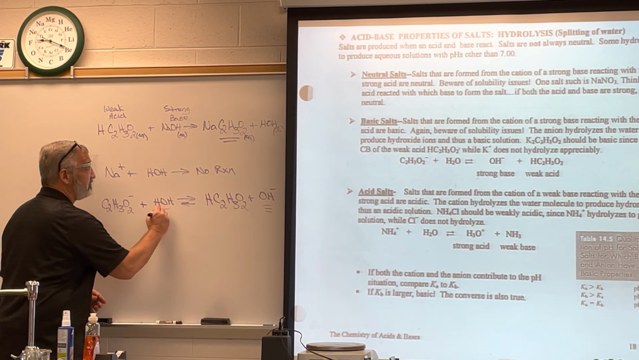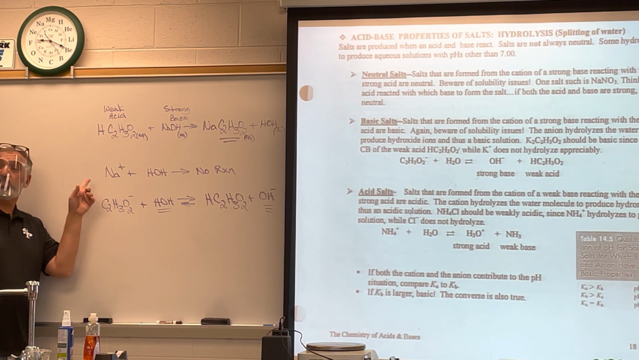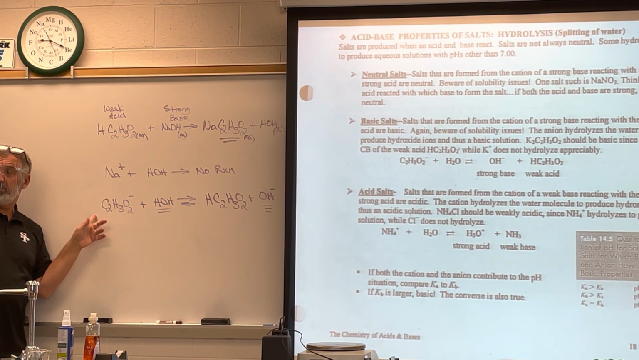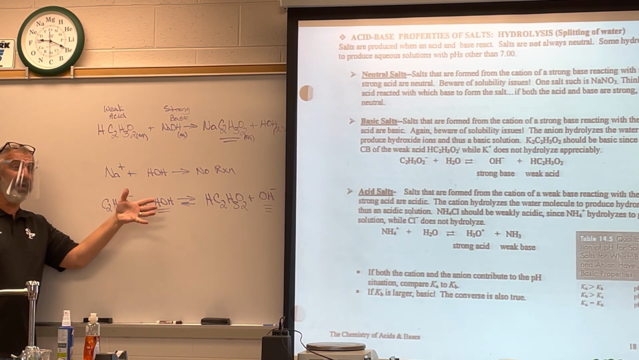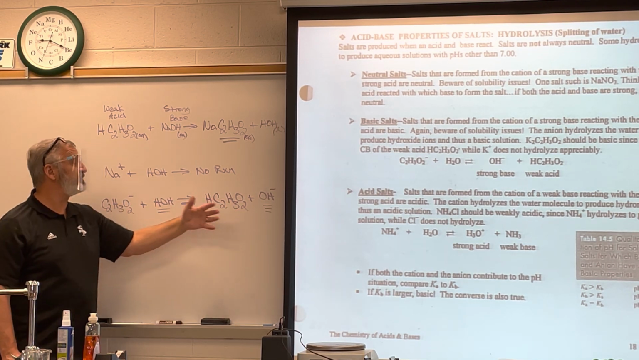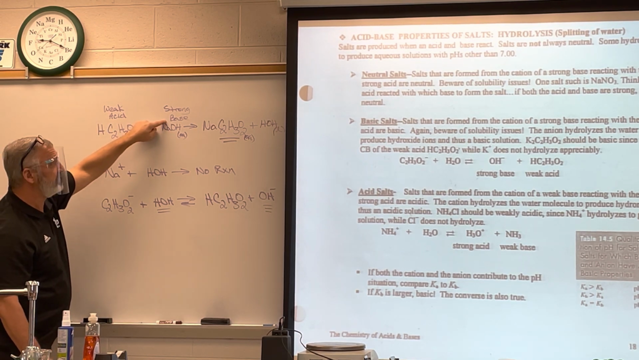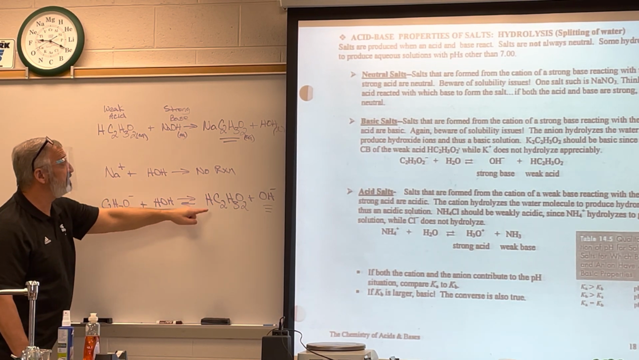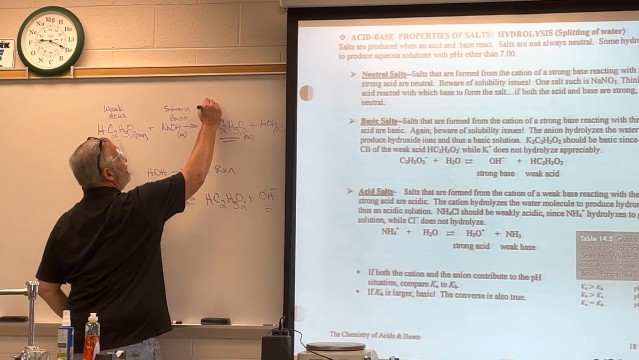Now notice again, it's the hydrolysis of the water. So sometimes when you put a salt into water, one part of the salt is going to react with the water and hydrolyze the water and produce either an OH minus or an H plus. In this case, it's a weak acid, strong base. So since we're producing OH minus, what type of salt is this one? Basic. It's a basic salt.